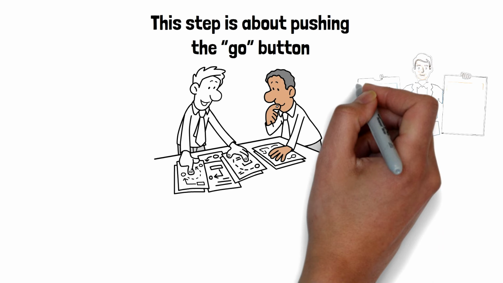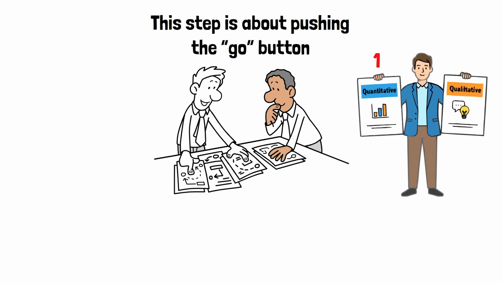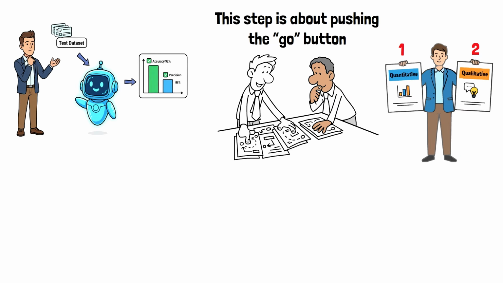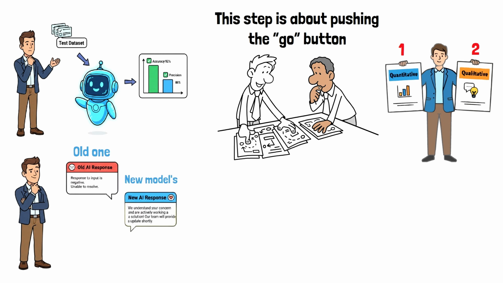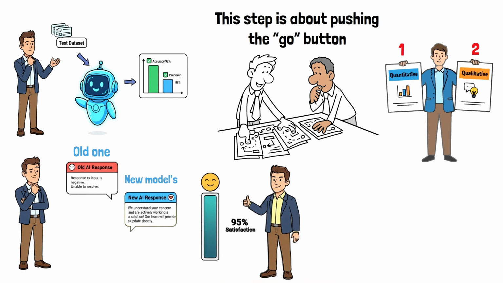Finally, evaluation. This has 2 parts. First, quantitative evaluation using a test set the model has never seen. Second, qualitative evaluation. Does the model feel better? Is it more helpful? Compare the new model's responses side by side with the old one. The ultimate test is whether it moves the product metric you defined at the start. If user satisfaction improves, your fine-tuning project was a success.